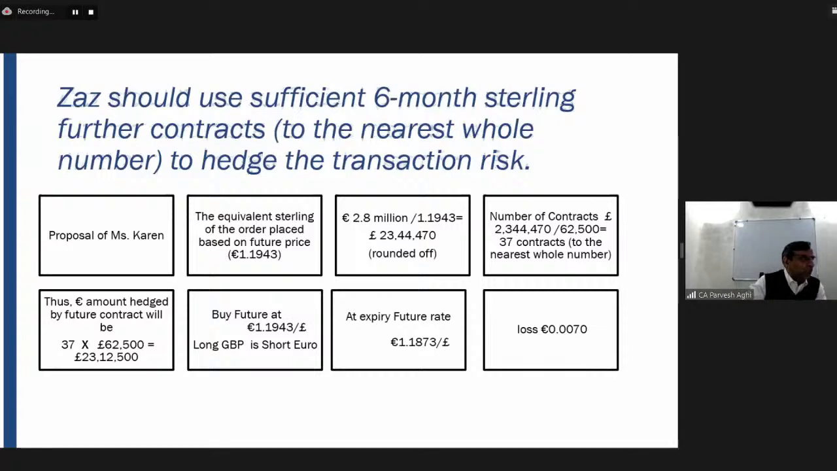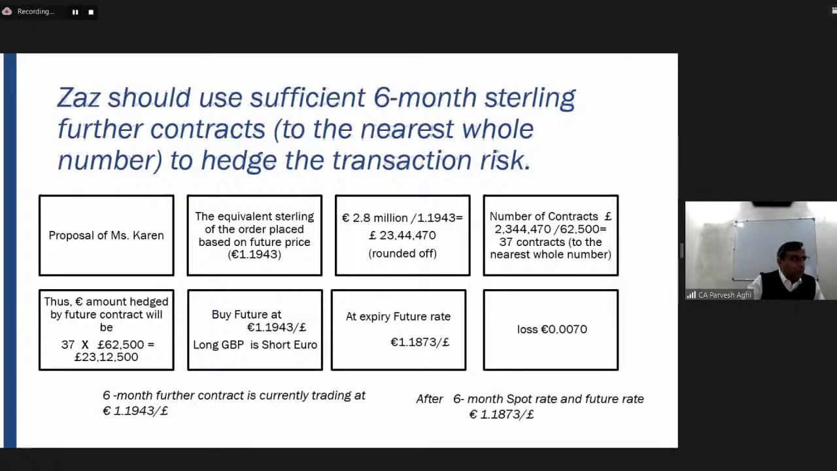So he makes a loss. Since he has taken a long position in pounds, and the pound has gone down from 1.1943 to 1.1873, he will be making a loss of 0.007. Now let's convert this loss. Some more information was there which I didn't share. The 6 months futures contract is currently trading at 1.1943. We have used this for calculating. So he has bought futures, and after the expiry the rate was 1.1873. This is from the question itself. So there was a loss.